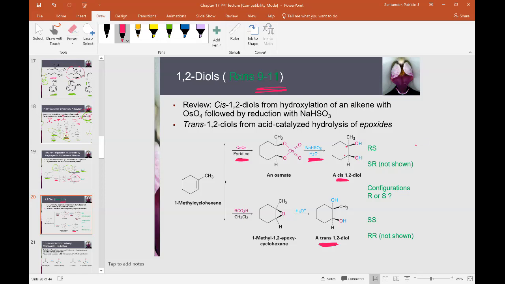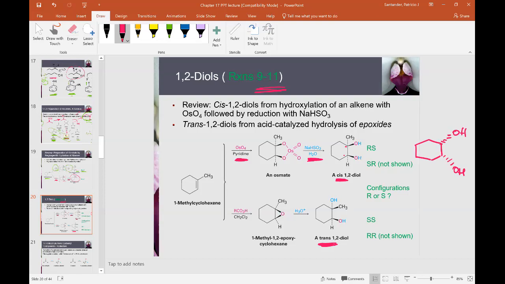That is not shown. I will show it to you here. The SR will be with the two OHs like that, right? So that will be the SR, and that is the RS. And then if you want to get the SS or the RR, the way to go will be by oxidation with peroxy acid. It could be metachloroperoxybenzoic acid, or you can use any other peroxy acid, as the book shows you.